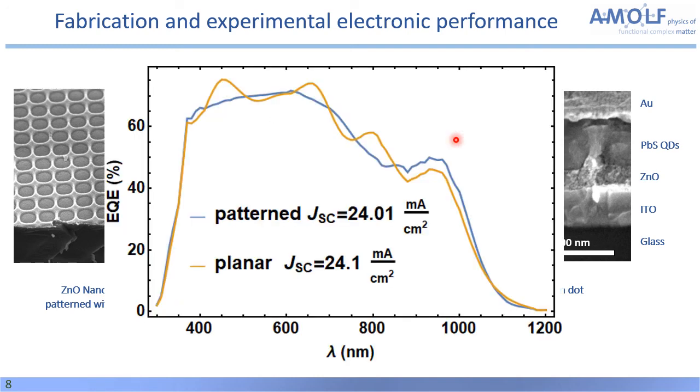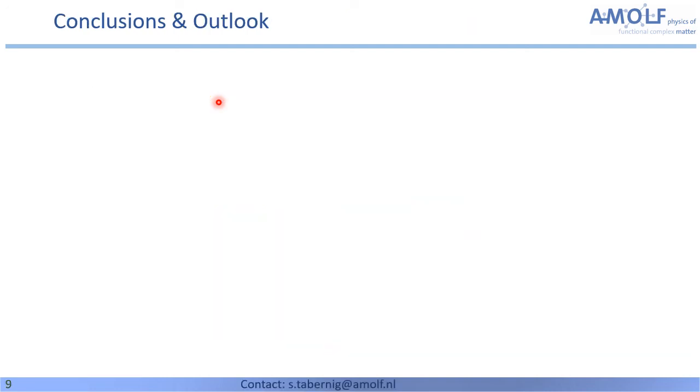Now, we already have some preliminary results that I'd like to show you. What you see here is basically the comparison between the patterned cell and the planar one. And you see that while they have quite similar short circuit currents, the shape of their EQE spectra is quite different. The patterned one is much smoother across most of the spectrum, whereas the planar one shows you, beside the first exciton peak, 3 additional peaks which correspond to Fabry-Perot resonances.